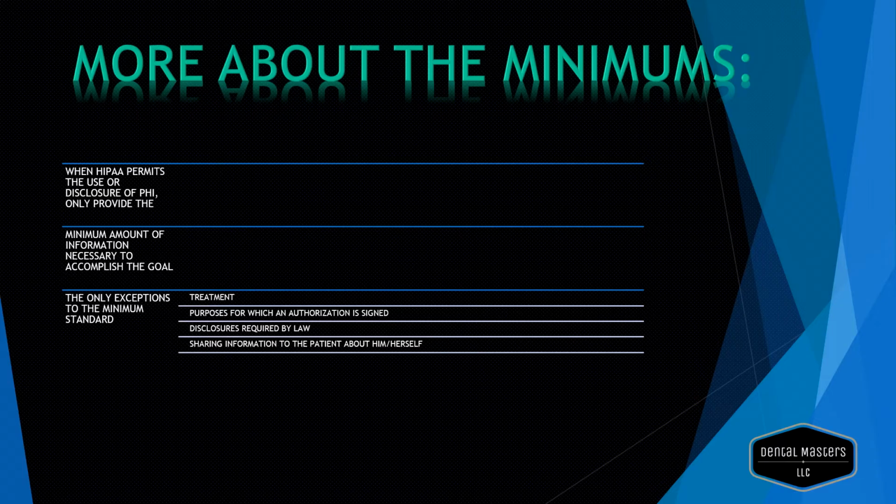Protected health information can be shared between covered entities and a covered entity that has a business associate agreement in place. When HIPAA permits the use or disclosure of any protected health information, we only provide the minimum amount of information necessary to accomplish our goal. The only exceptions to the minimum standard are treatment, purposes for which authorization is signed, disclosures required by law, and sharing information to the patient about him or herself.